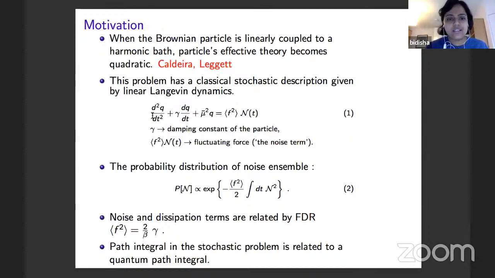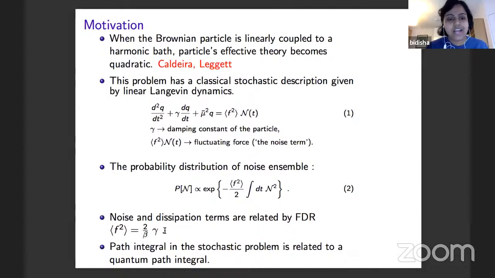This equation is the Langevin equation, where gamma is the damping constant of the Brownian particle, and mu bar is the renormalized frequency of the Brownian particle. This is the random force or noise, curly N. The probability distribution of this noise, in this case, is a Gaussian, and this F squared is really the variance of the noise per unit mass. In thermal equilibrium, noise and dissipation terms are related by the fluctuation dissipation relation, which is here.